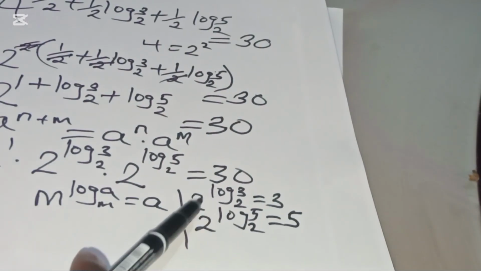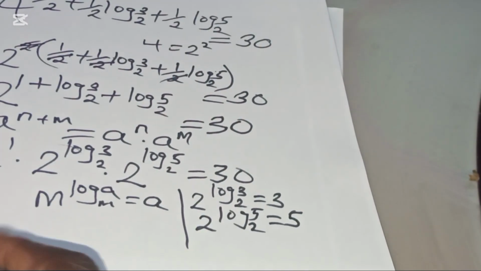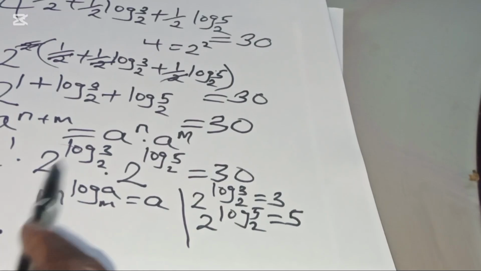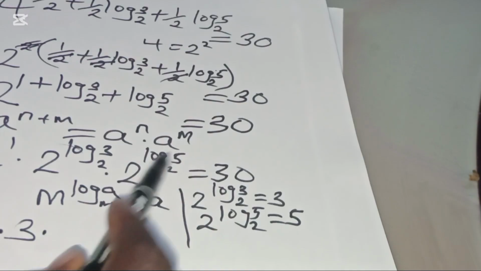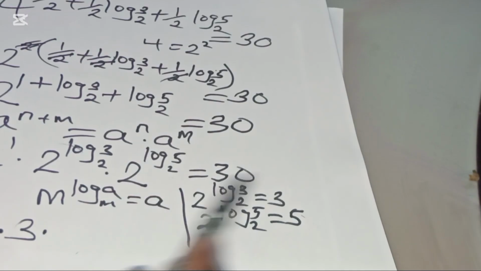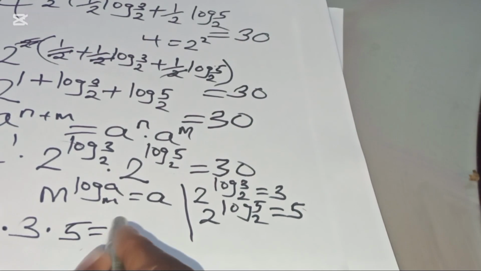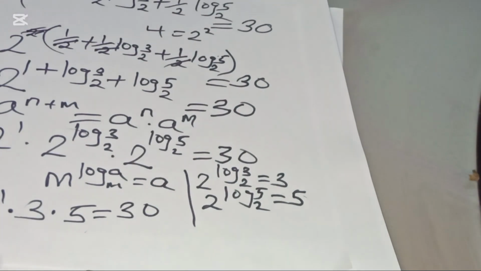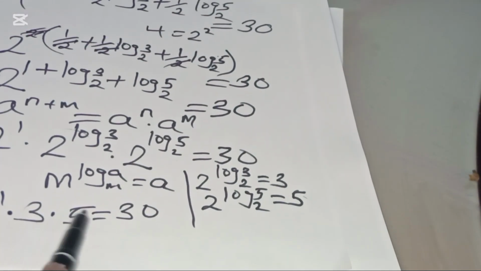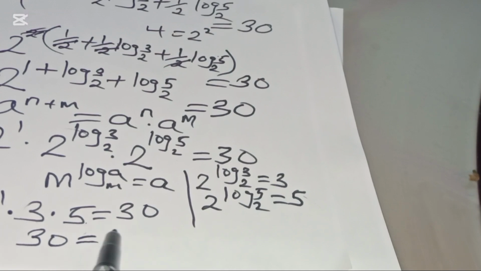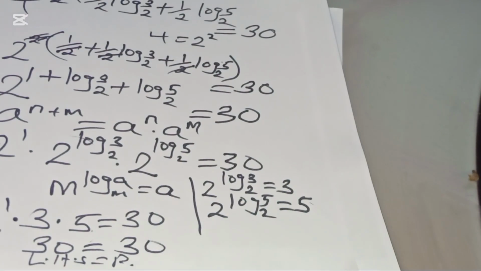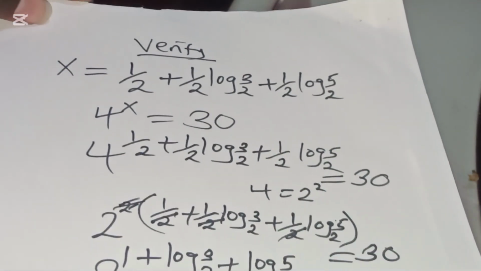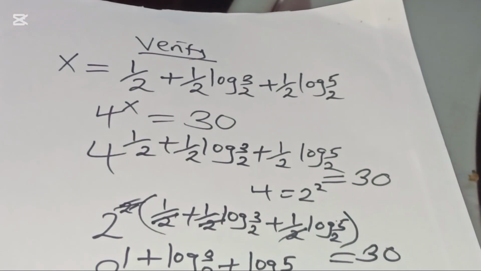So let's substitute from what we have here. We'll have 2 to power 1 multiplied by 2 to power log 3 to base 2, which is equal to 3, multiplied by 2 raised to power log 5 to base 2, which is equal to 5. This is supposed to give us a value of 30. So 2 times 3 is 6, 6 times 5 is equal to 30. And therefore, the left-hand side is equal to the right-hand side. That affirms that the value of x, which is a half plus a half log 3 to base 2 plus a half log 5 to base 2, actually satisfies the equation.